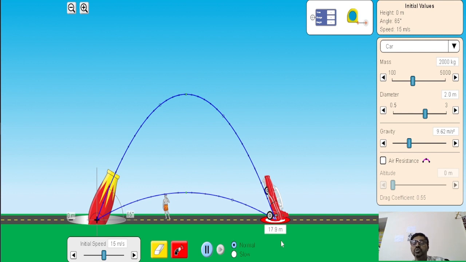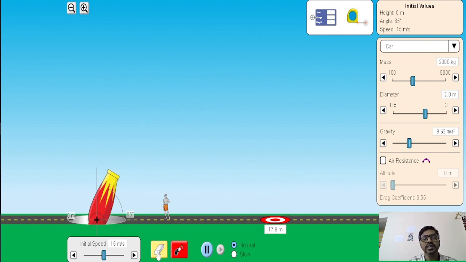So this is one point to be noted. When the angles of projection are complementary to each other, what I mean to say is that if you add those two angles, it should come out to be 90 degrees, you see that the horizontal range is coming out to be equal. That's one important observation. Is it true only for 25 degrees and 65 degrees or any other angle?